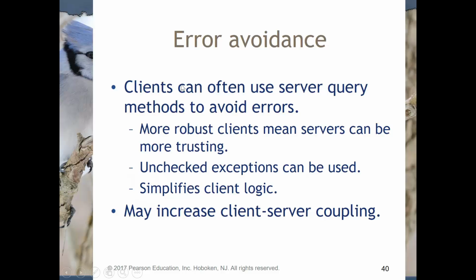All right, error avoidance. Clients can often use server query methods to avoid errors. More robust clients mean servers can be more trusting. Unchecked exceptions can be used. Simplifies client logic. May increase your coupling. Okay?